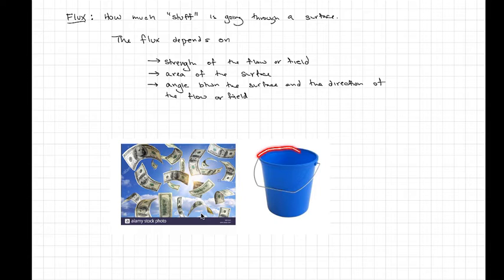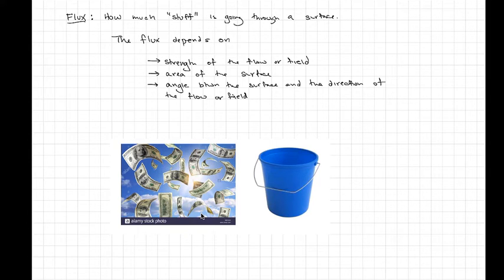So let's say you're catching the money in just a regular bucket. If you want the maximum amount of flux, obviously you're going to pick the bucket that's biggest, that has the biggest surface area of the opening. You're going to want to be in the part of your flow of money where the money is falling down with the most rapid rate.